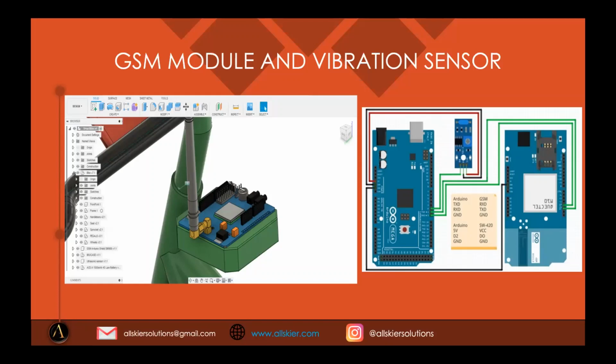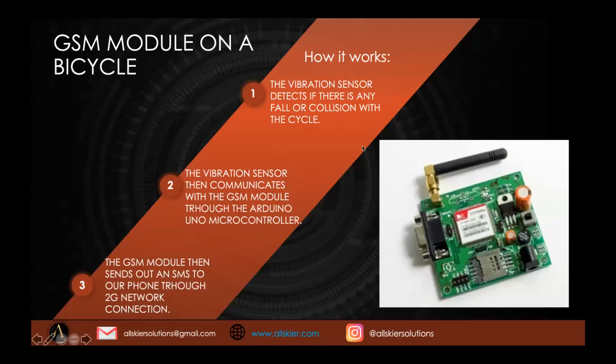And integrating all this, well, the vibration sensor, let me go on to the next slide. That will give you a clear idea of how it works. The vibration sensor detects if there is any fall or collision with the cycle. And as I've told before, there's a preset value to that. Then the vibration sensor communicates with the GSM module through the Arduino Uno microcontroller, which you saw in the circuit in the previous slide. Then the GSM module sends out an SMS to our phone through the second generation network connection. And that's how we get to know that, okay, my cycle has collided, or my cycle has fallen down, or someone is, I don't know, stealing it or something.